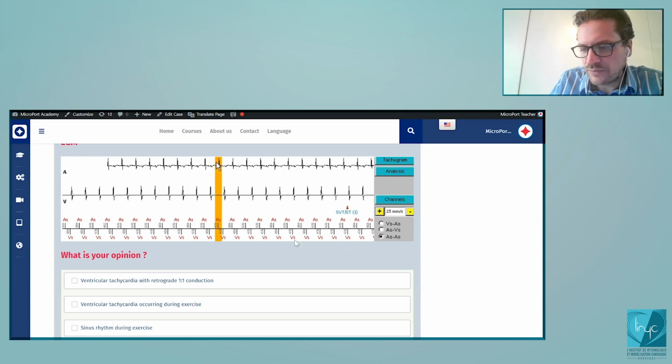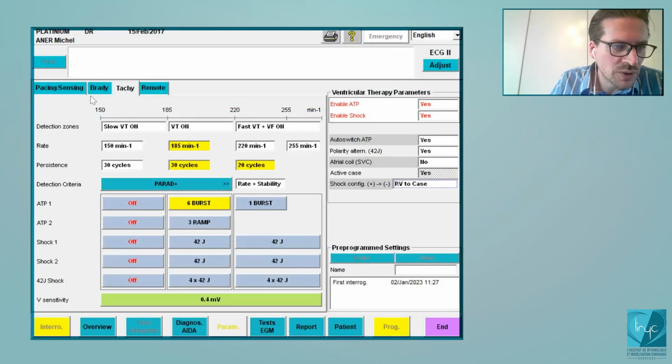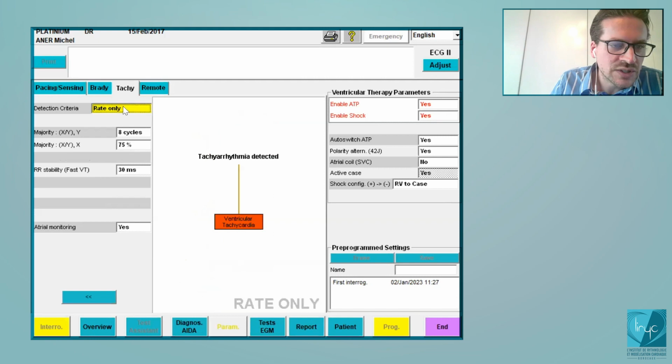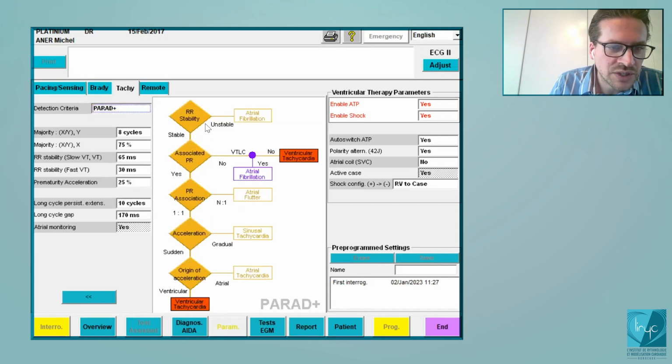Well, we are reaching the end, but if you're ever wondering how it works, it's very easy. You go to this same screen under Tachy, then you click on Parrot Plus, and here you see the algorithm popping up, which shows you how it works. And you can change the algorithm. You can say, well, this patient is in AV block, so I don't want any discrimination. So if there is a tachyarrhythmia, it's VT. But in most cases, like in this patient, we want the full discrimination algorithm.